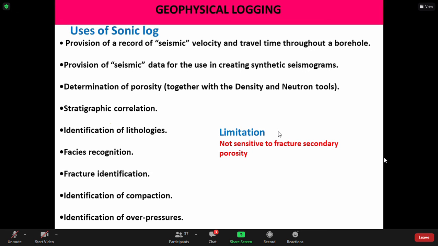Then we'll talk about the sidewall coring. In the sidewall coring, the device is lowered and fired. The wall is fired using explosive, and some of the samples, the cuttings, are retrieved and brought to the surface.